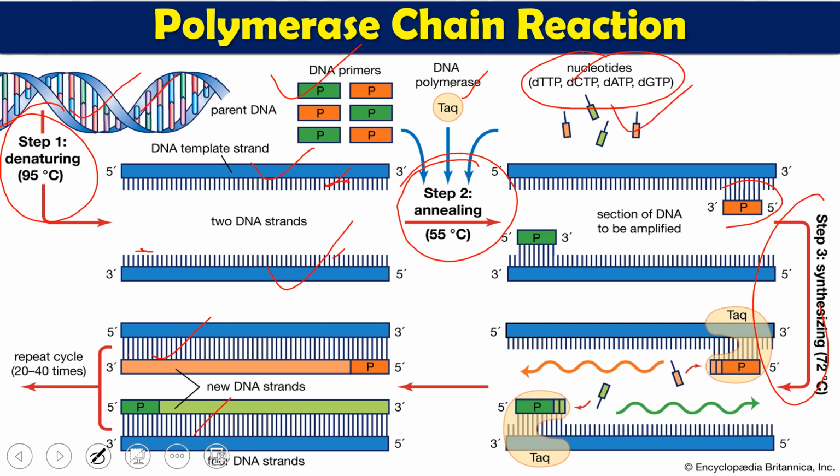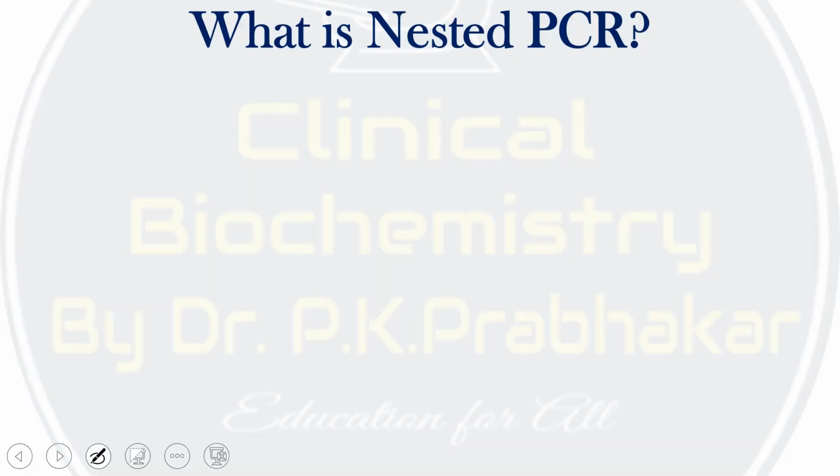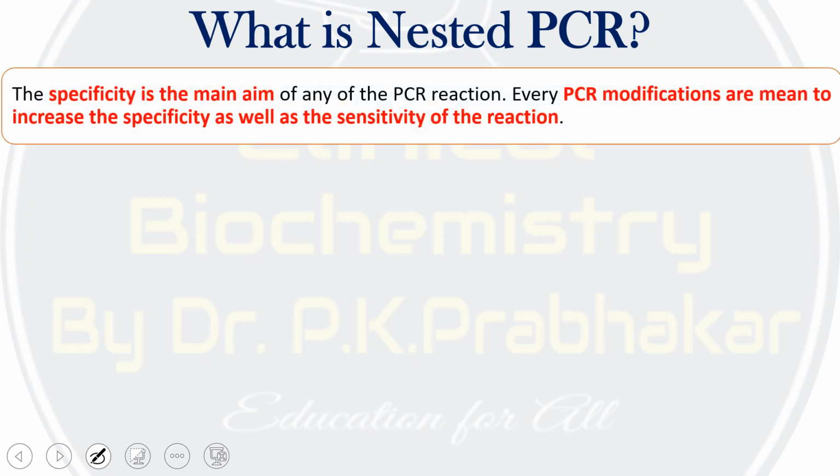This is the conventional PCR. What we are talking about is nested PCR. Nested PCR is basically simple PCR, but with certain modifications. Specificity is the main aim when we talk about PCR, because you are going to amplify the DNA template, and whatever template you have will be produced in very high quantity. So if you don't have specificity, then undesired DNA will be amplified. That's why specificity is one of the main focuses of the PCR reaction.